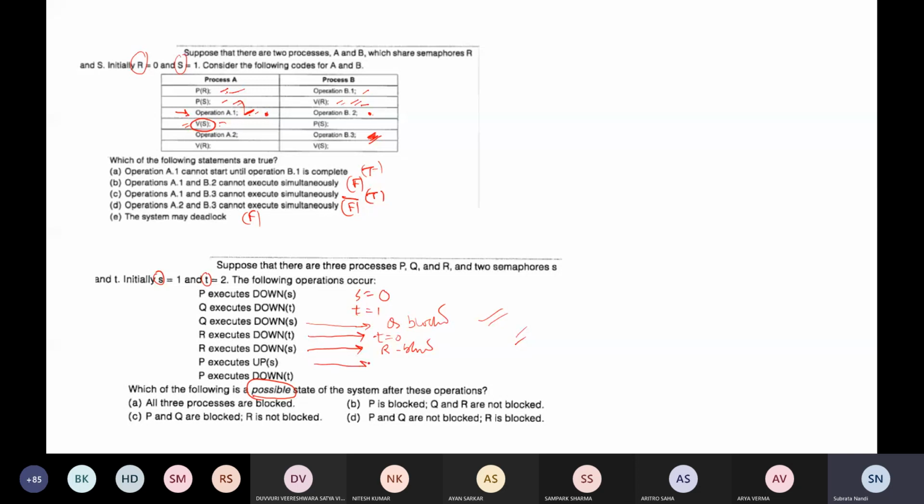Then up S by P. So P executes up S. That means S will now be 1, and it will be unblocking which one? So these two are blocked. So which one should it unblock?